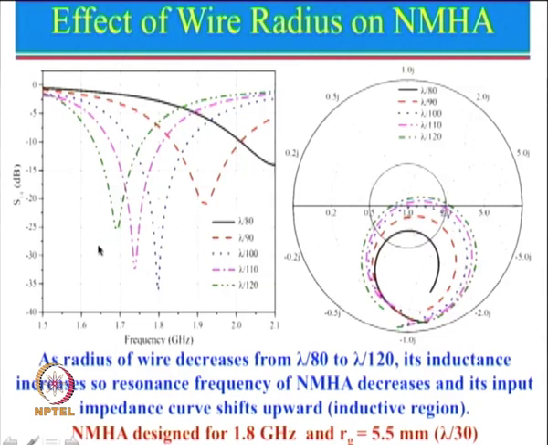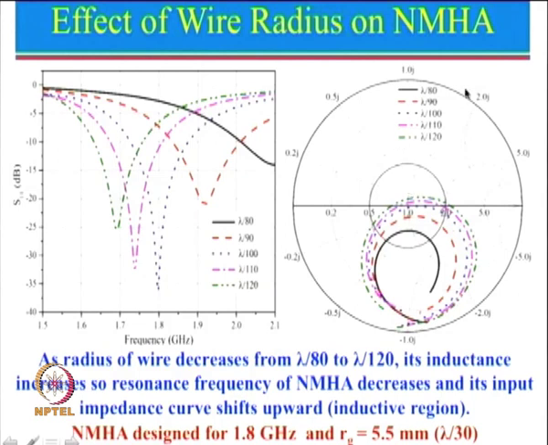So, that is why many a time simulation tools are very important, to see what the real effect is and how much the effect is. And correspondingly, another thing we can see here: since the wire radius is decreased, its inductance is increasing. So, if the inductance is increasing, then what will happen? The whole curve will shift inductively up.